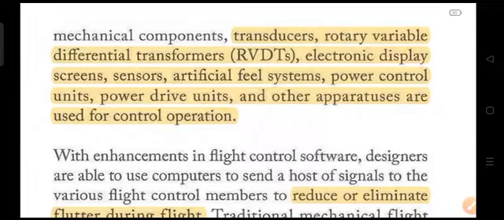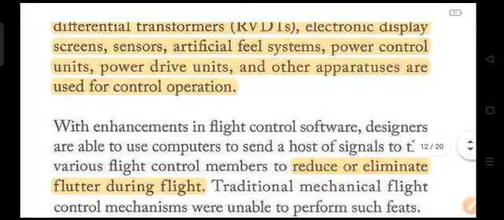Then you have got rotary variable differential transformers. These are some type of unit which actually senses the rotary motion. According to that, these transformers create some electrical output that will further go back to the cockpit, and from there it will be sensed. Electronic display screens are there in the cockpit, we know.